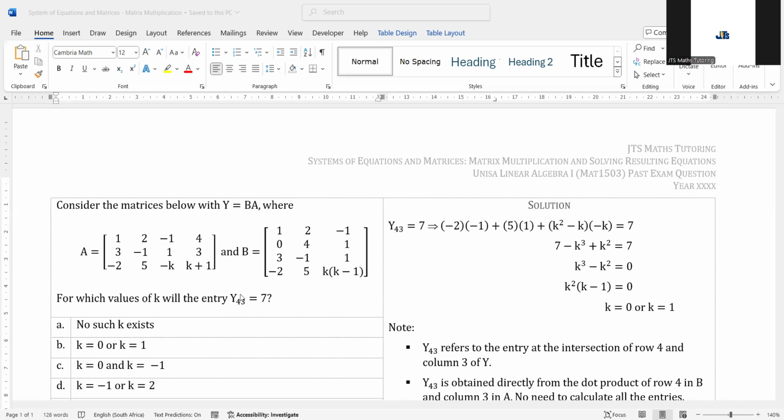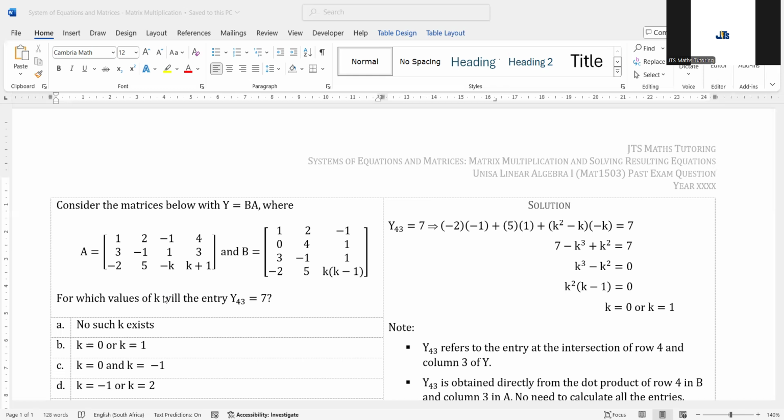For you to be able to get that entry, there's no need for me to get all the other entries. I can go straight away and get that very entry. So how do you get that entry? It's simply the dot product of what we have here in row 4 in B and column 3 in A. By so doing, you are going to get that very entry.